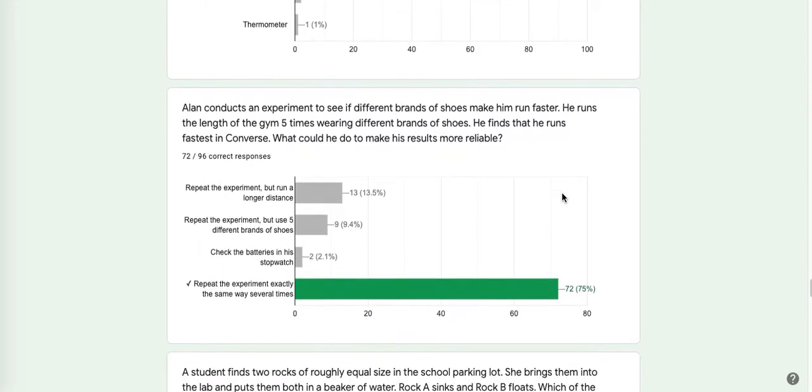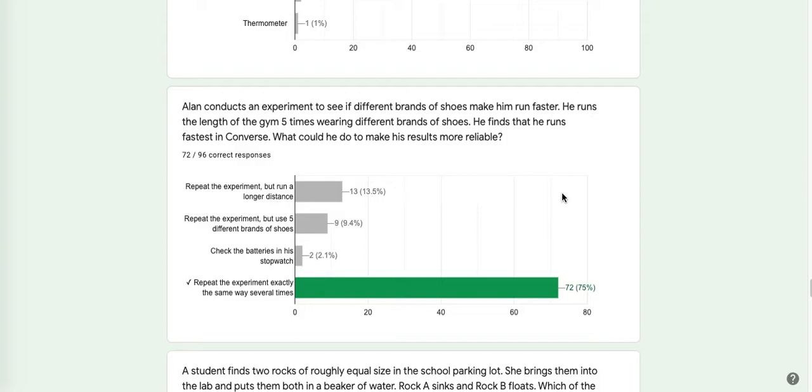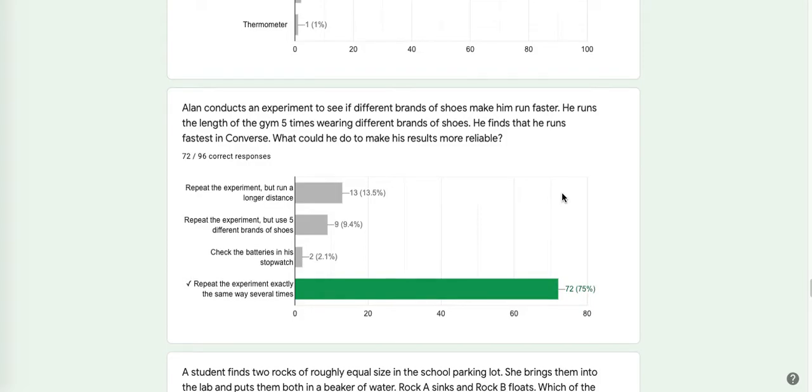Next question. Alan conducts an experiment to see if different brands of shoes make him run faster. He runs the length of the gym 5 times wearing different brands of shoes. He finds that he runs fastest in Converse. What could he do to make his results more reliable?